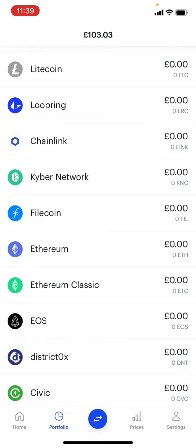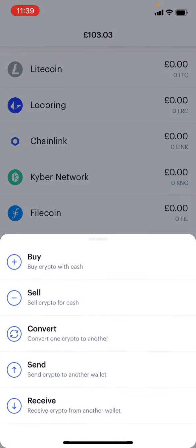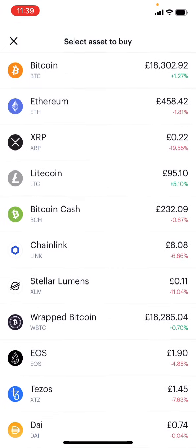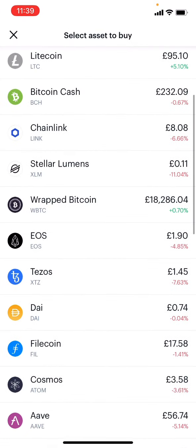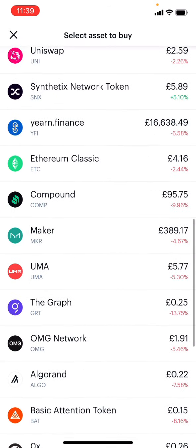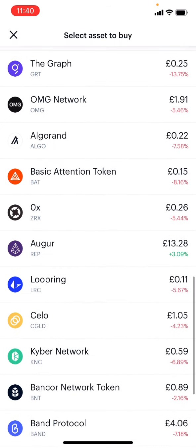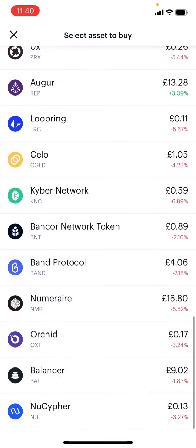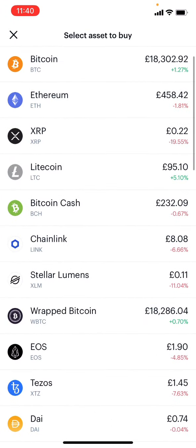You can see the icon, click here, and then you can see buy, sell, convert. So let's start with buy. Click buy, and then it will show what you want to buy. A very common cryptocurrency is Bitcoin, so I will start with Bitcoin, then it's easy to understand. Okay, Bitcoin.